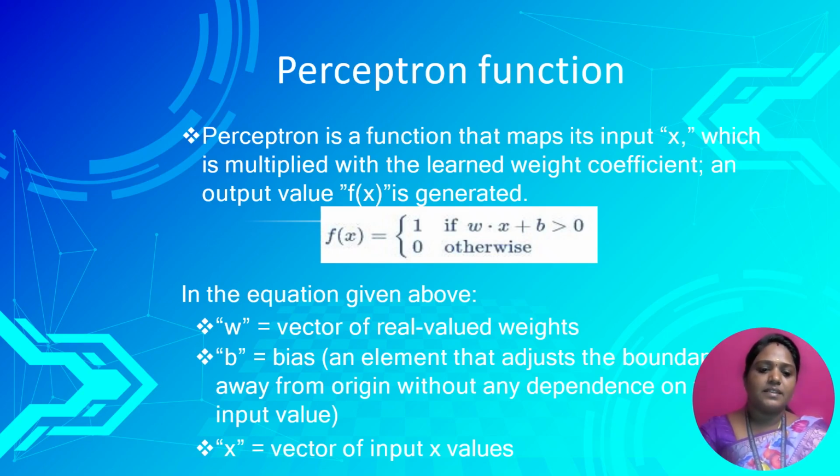So in this equation, W represents the real-valued weights, which will be explained in the next slide. B represents the bias value, so we can adjust the weights based on the bias without any dependence on the input values. X represents the vector of the input X values. The output value can be represented as f(x).